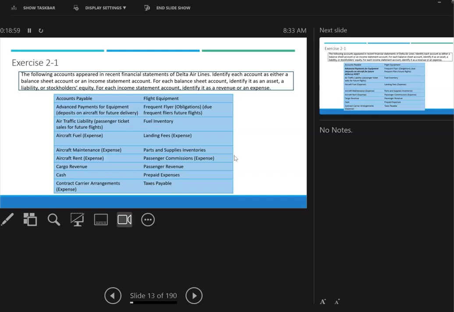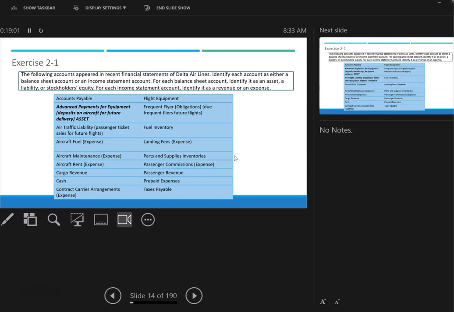Advance payments for equipment. Basically, advance payments for equipment. Sorry, this is an airline, so I'm not always familiar, but basically they put money down on airplanes. So in that case, it's an asset, okay? Because there's a future resource.